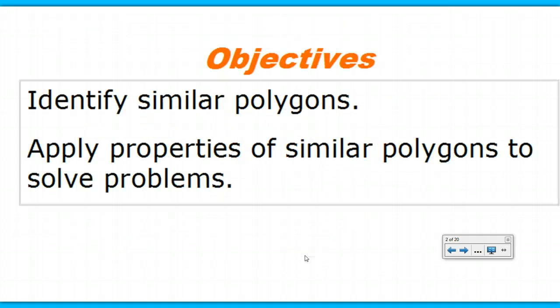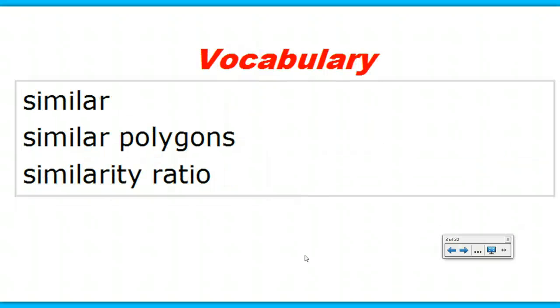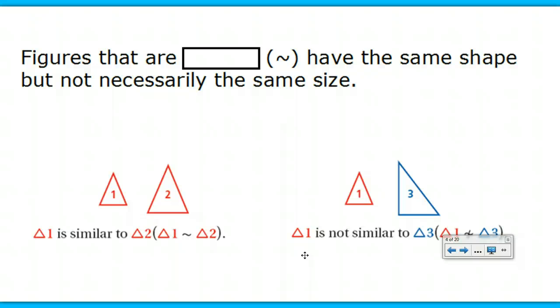Today's objectives include identifying similar polygons and applying properties of similar polygons to solve problems. Our vocab includes similar polygons and similarity ratio. So hopefully you are already feeling like you understand similar. We've worked with these things before.